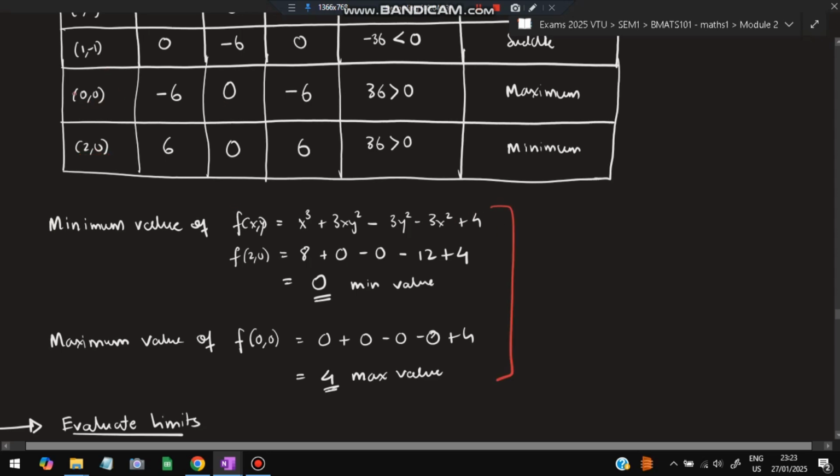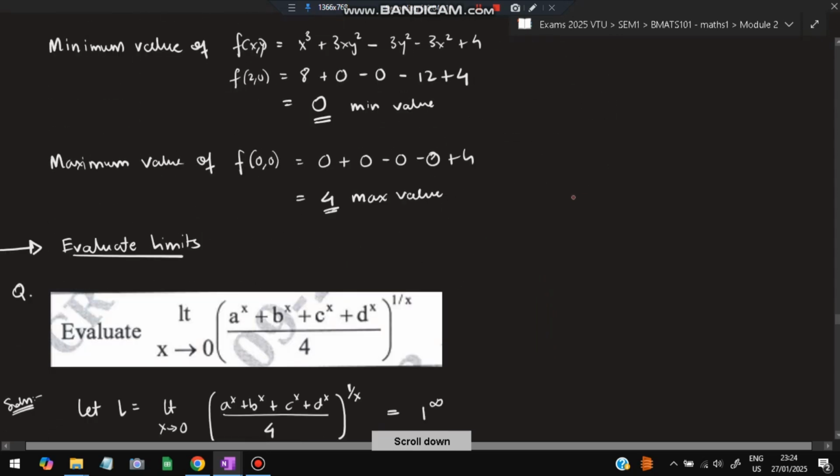Easy. What you have to do, you have got 2 points, right? This is for the maximum, this is for the minimum. To find out the minimum value, we'll substitute the values 2 and 0 in place of x and y in the original question. In the original question, substitute x as 2 and y as 0, and you will get an answer. This is the minimum value. Okay, if you want to find out the maximum value, substitute 0 and 0 in the main question. You will get a value which is the maximum value. In case they ask, then you have to write it, otherwise you can skip this one.